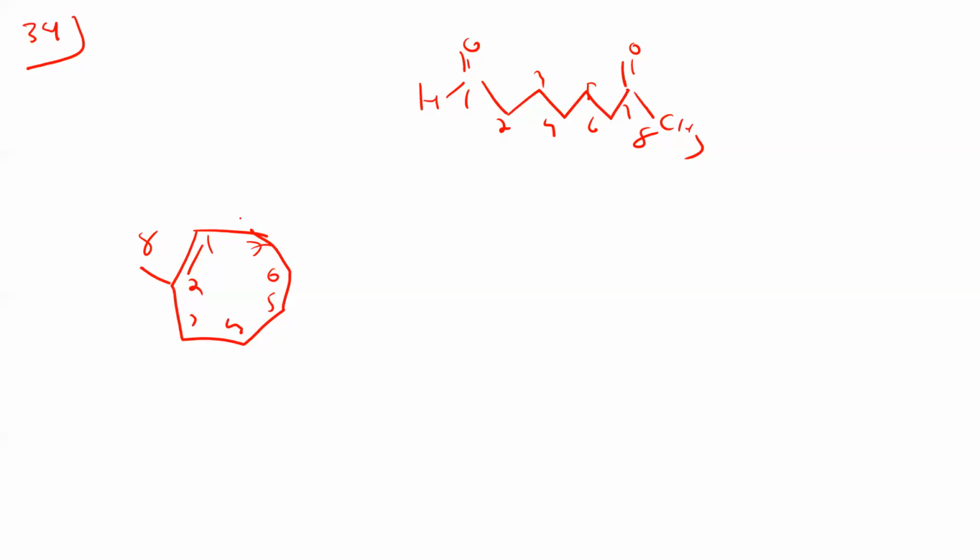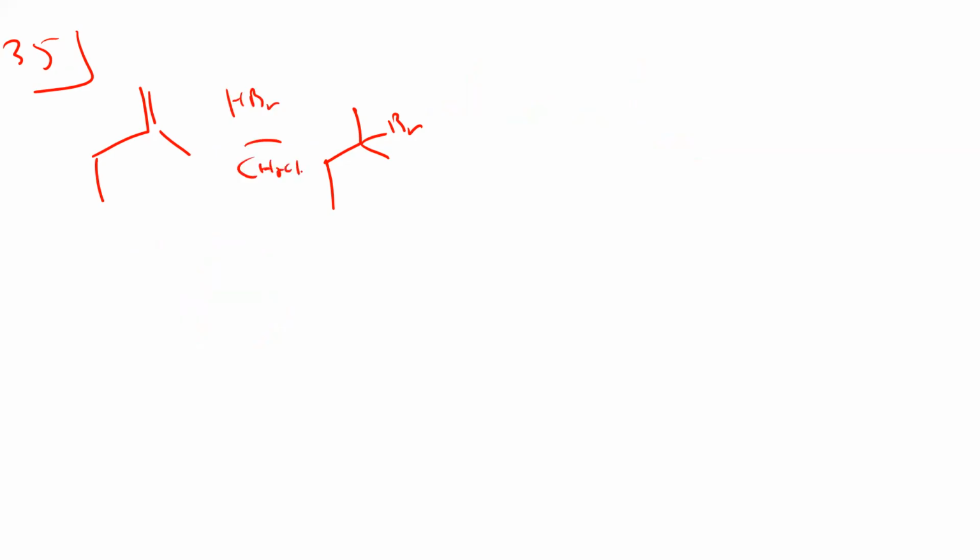All right, so let's go to 35. 35 is our last question. So it has our reactant. And how are we going to get to this right here? Well, you're going to add HBr and CH2Cl2. That's your solvent. And you'll put that bromine in the Markovnikov place, the most substituted. So that's reagent R1. We'll call it R1. Then R2.